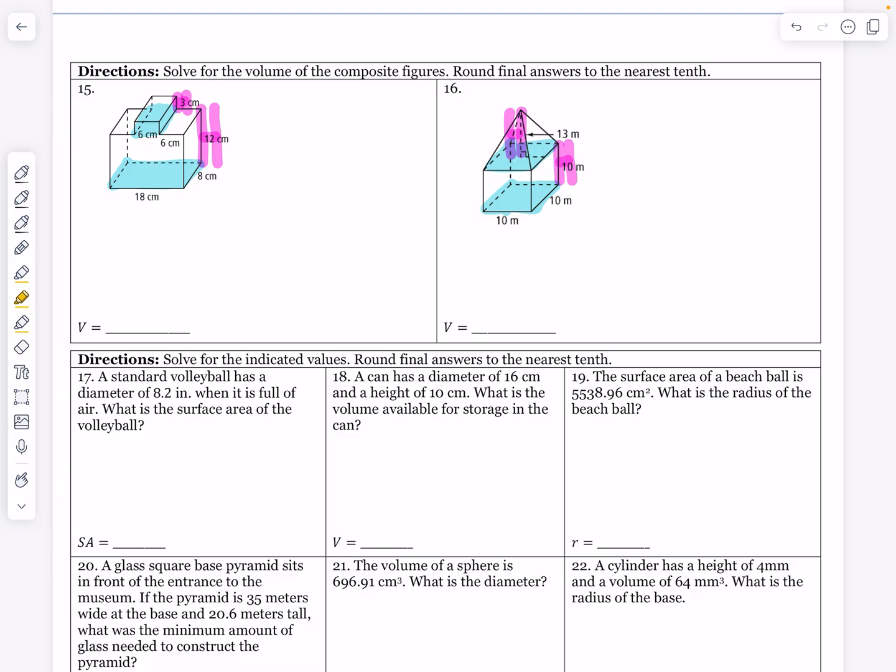So what are composite figures? Composite figures are figures that have been put together. So to compose music means to put different things together in music. To compose figures means to put different shapes together. And so we do want to round our answers to the nearest tenth.